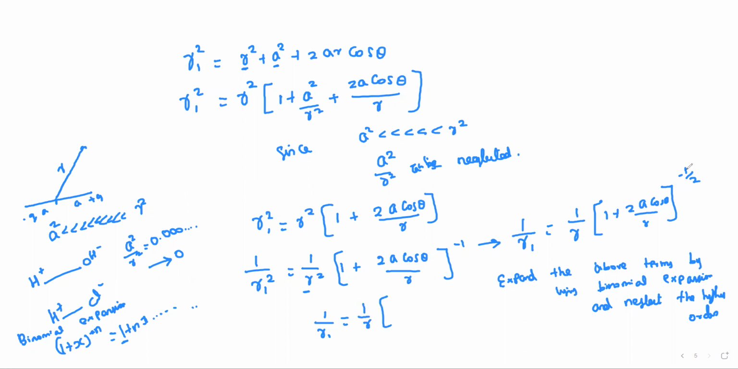This minus 1 by 2 is getting multiplied by this 2a cos theta by r. So 1 plus minus 1 by 2 into 2a cos theta by r. So 1 by r1 is equal to 1 by r into this, and those two 2s are getting cancelled, so 1 minus a cos theta by r. Is that clear now?